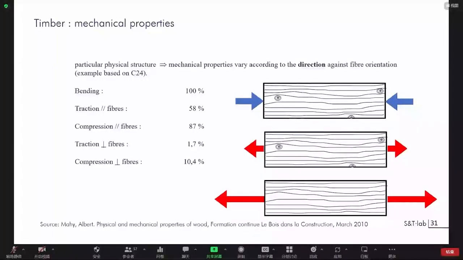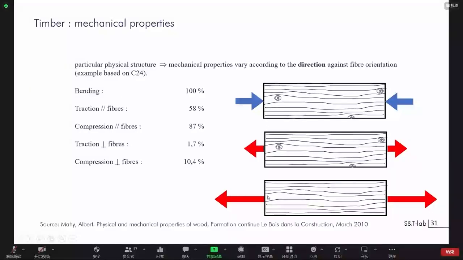And indeed, if you compare forces depending on the direction, with bending you can have 100% of what would be the class of timber. If you have only compression, you are at 85–90% of this resistance, shown with the blue arrow. If you go to tension and traction along the fiber, you can see that the resistance is limited to about 60%, and this is due to the presence of knots in timber.